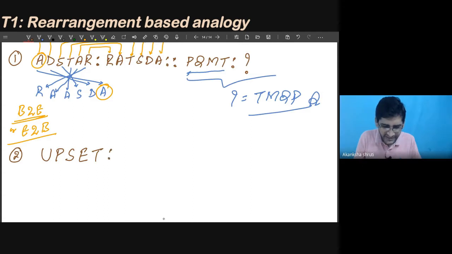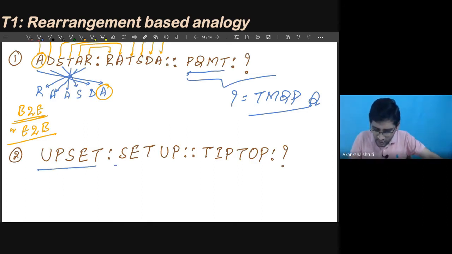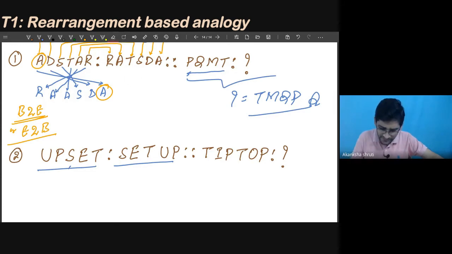UPSET is written like SETUP. Then you need to find for TIPTOP is to what? What is for this tip top? Here we are observing the 2 sets in the first pair have the same characters or same alphabets. So then we need to observe how is the change in their position.